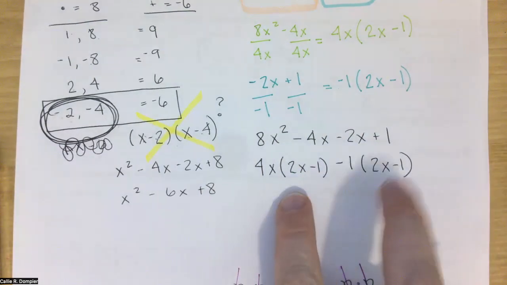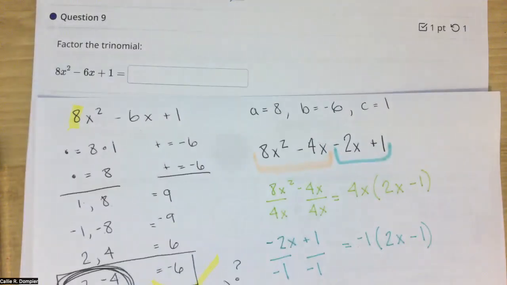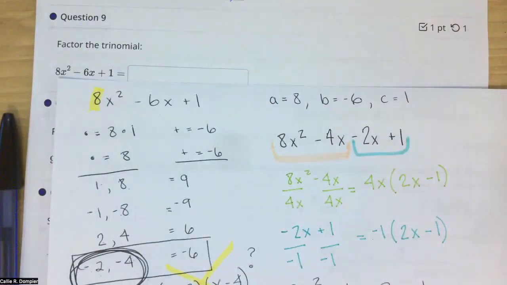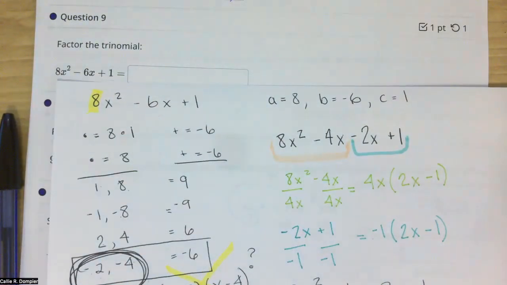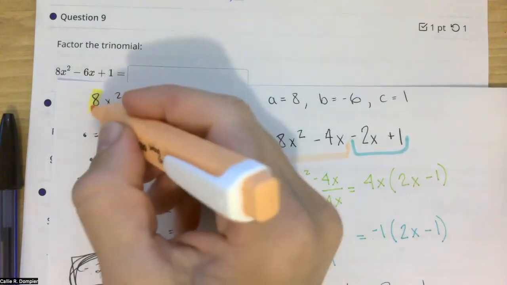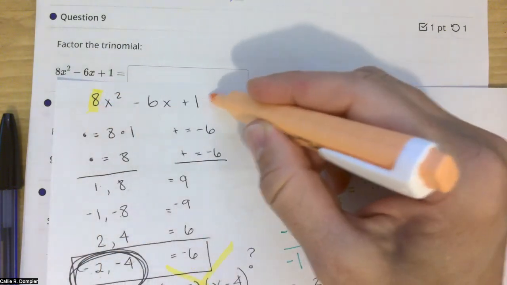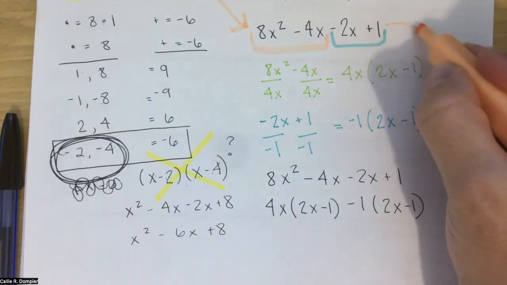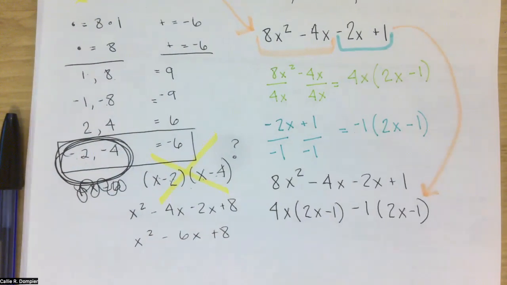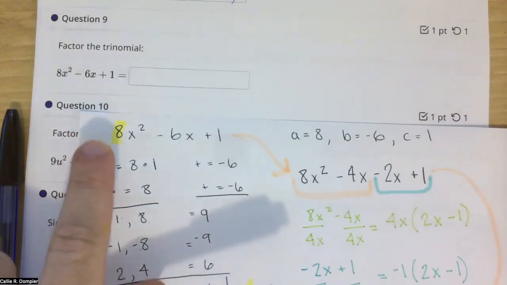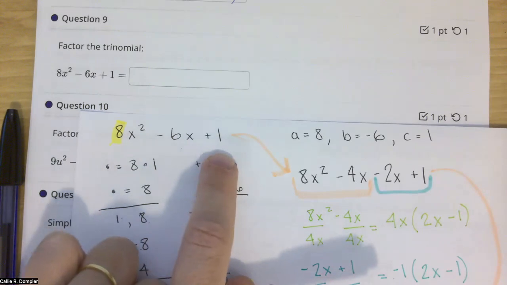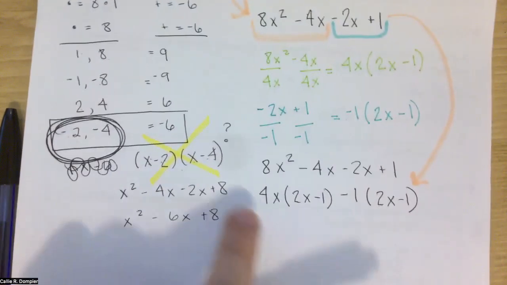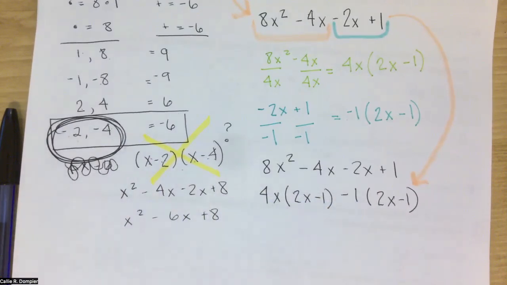So now I have two terms, right? We started with 3 terms. Then we went to 4 terms. Now, if you look carefully at this, we have 2 terms, okay? From 3 terms, 8, -6, 1, to 4 terms, 8, -4, -2, 1, to 2 terms.